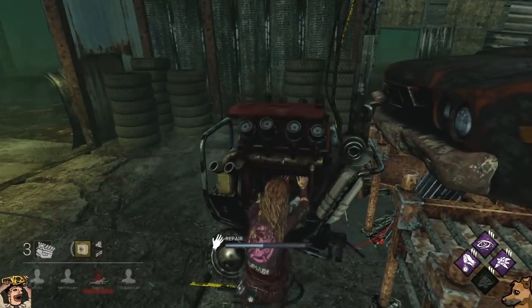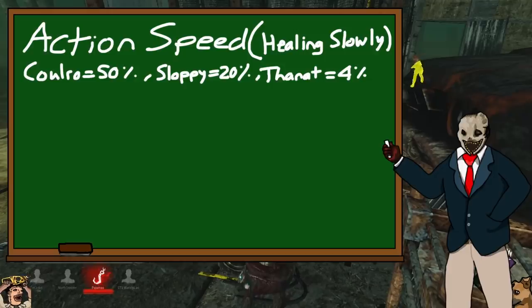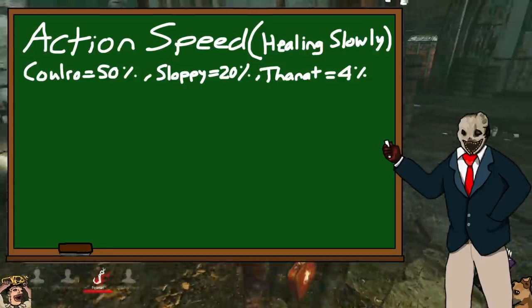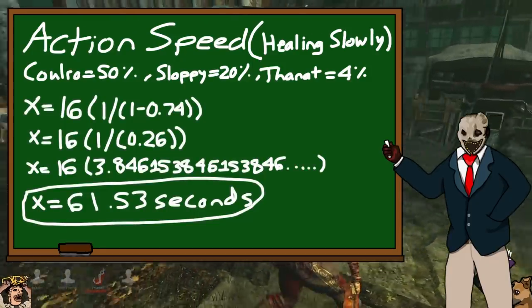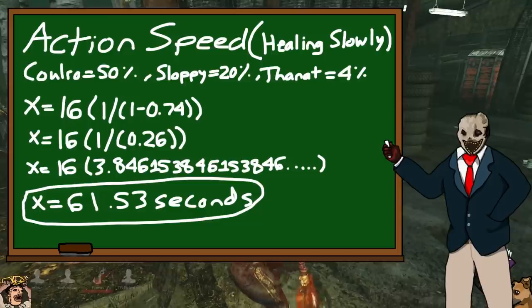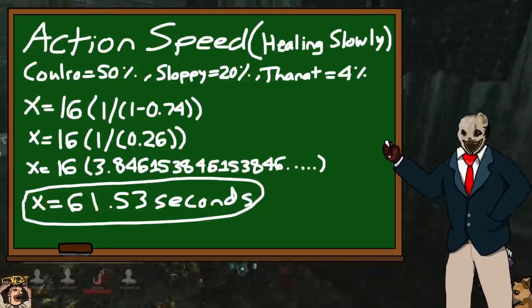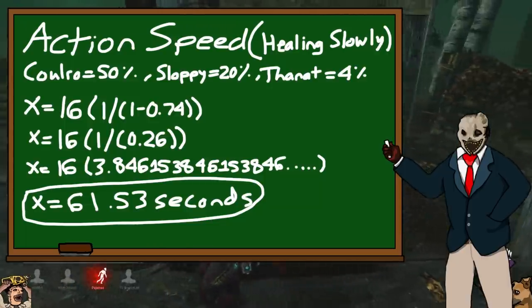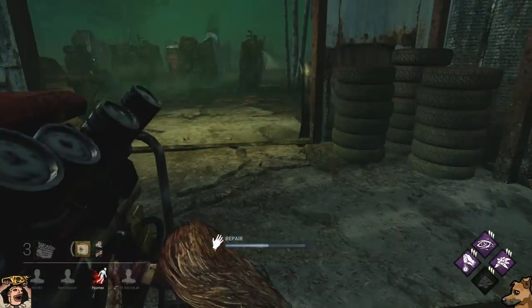So plugging this into the formula with only a single stack of Thanat, because I was testing this with just the one person, we get 16 seconds, which is the base healing time, times parentheses 1 divided by parentheses 1 minus 0.74, which equals out to, once we do all the math, a heal time of 61.53 seconds, which is honestly absurd.